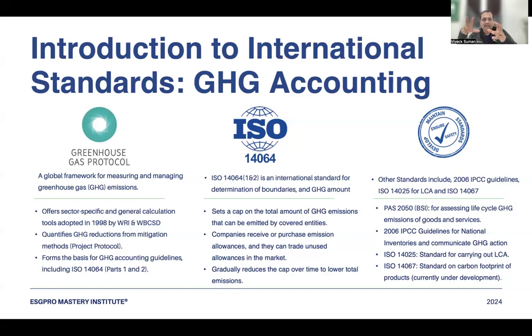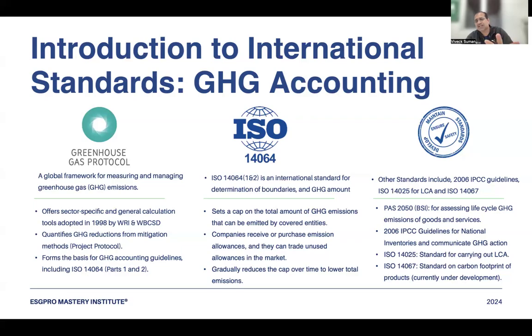What the ISO covers is that it basically sets the cap on the total amount of greenhouse gas emissions that can be emitted by the covered entity which you are evaluating, where companies receive or purchase emission allowances, and they can trade unused allowances in the market. So it also helps you on the carbon credit side. Why? Because this certification helps you create the credibility that you can trade your emissions and the allowances which you are saving. Gradually, of course, according to the GHG emission plans, it reduces.